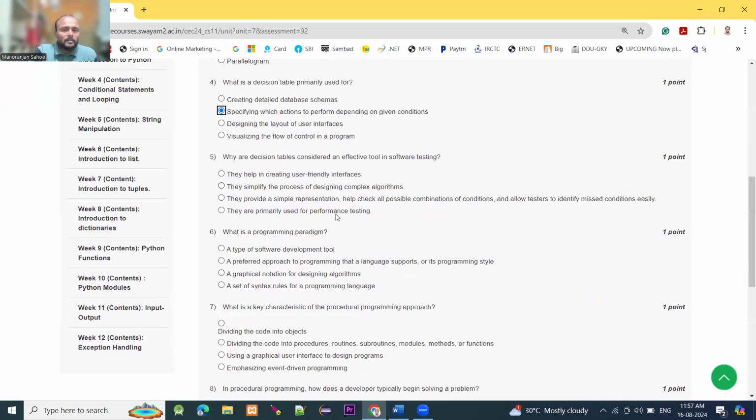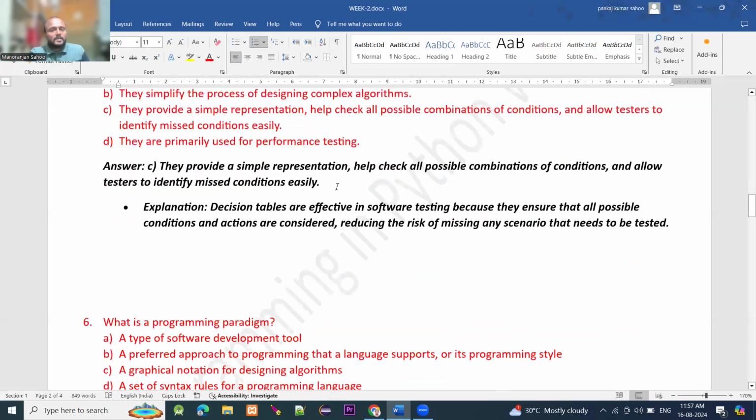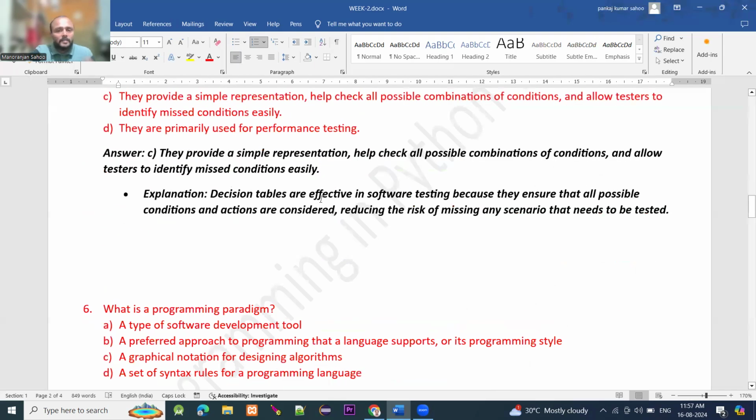Moving to question number 5. Why are decision tables considered an effective tool in software testing? The most appropriate answer is to provide a simple presentation, help check all the possible combinations of conditions, and allow testers to identify missed conditions easily. Decision tables are effective in software testing because they ensure that all the possible conditions and actions are considered, reducing the risk of missing any scenario that needs to be tested. So option C is the right answer.